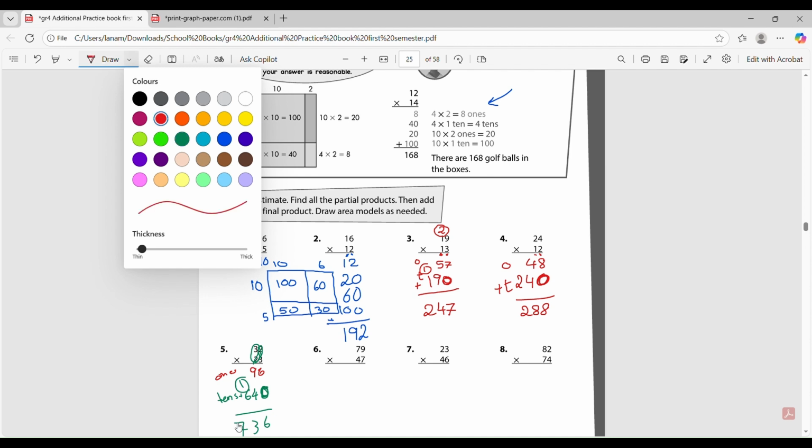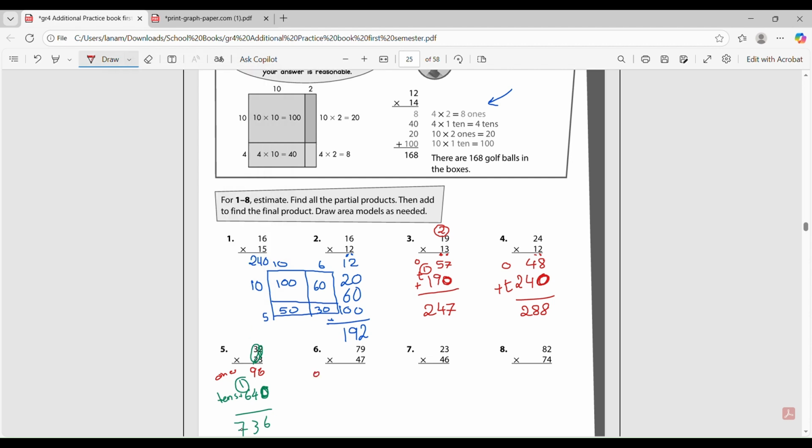Now, number 6, I'll do the same. We will start with the ones. So the first line is for the ones. The second line is for the tens. 7 times 9 is 63. I put the 6 above the next place, and I put the 3 under the ones.